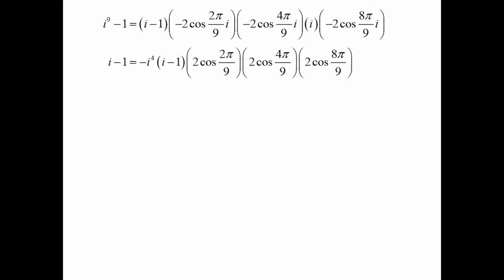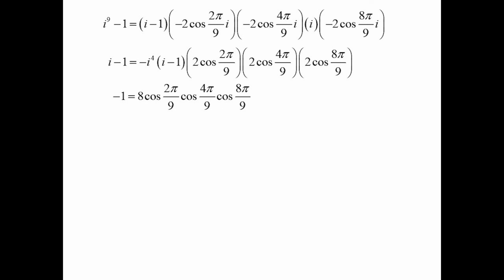In all of those, I've got a factor of i, a factor of i, a factor of i, and a factor of i. So I've got i to the power of 4. I've also pulled out the negatives. Negative times negative times negative is negative. I'm starting to get there. 2 times 2 times 2, 8. Wasn't a trick question. The i minus 1 cancelled with the i minus 1. Divided both sides by negative 1. The i to the power of 4 is 1. So I now have 8 cos 2 pi on 9, cos 4 pi on 9, cos 8 pi on 9 is negative 1.